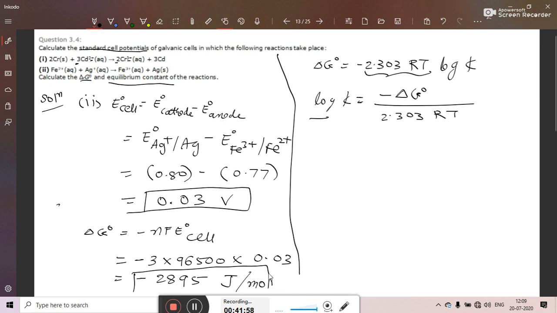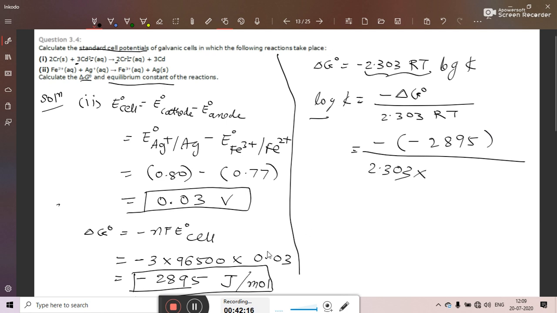Now we have to find out log K. That is equal to minus, now instead of delta G naught we will write minus 2895 divided by 2.303. Now in the numerator delta G naught is in joule, so R should also be taken in joule, that is 8.314, and standard temperature capital T is 298 Kelvin. So that will come out as 0.5074.